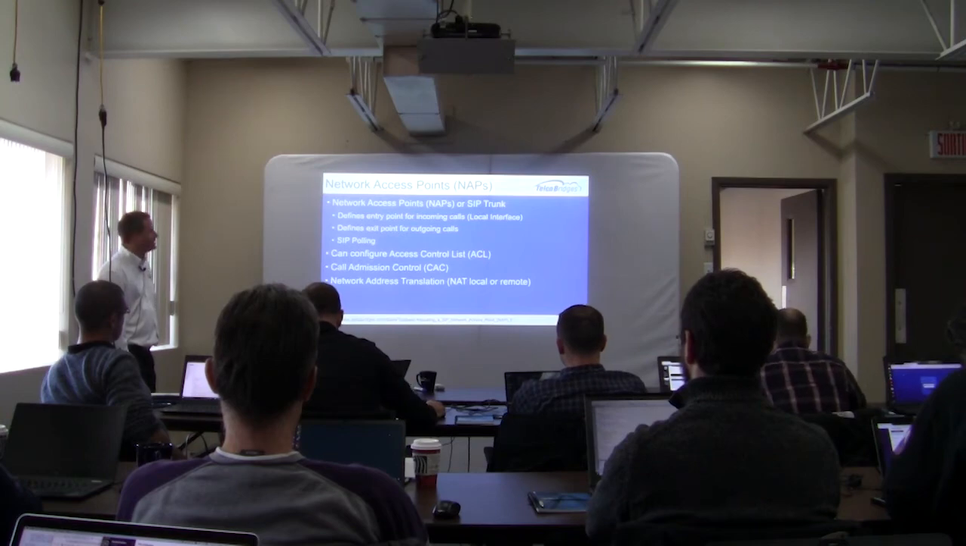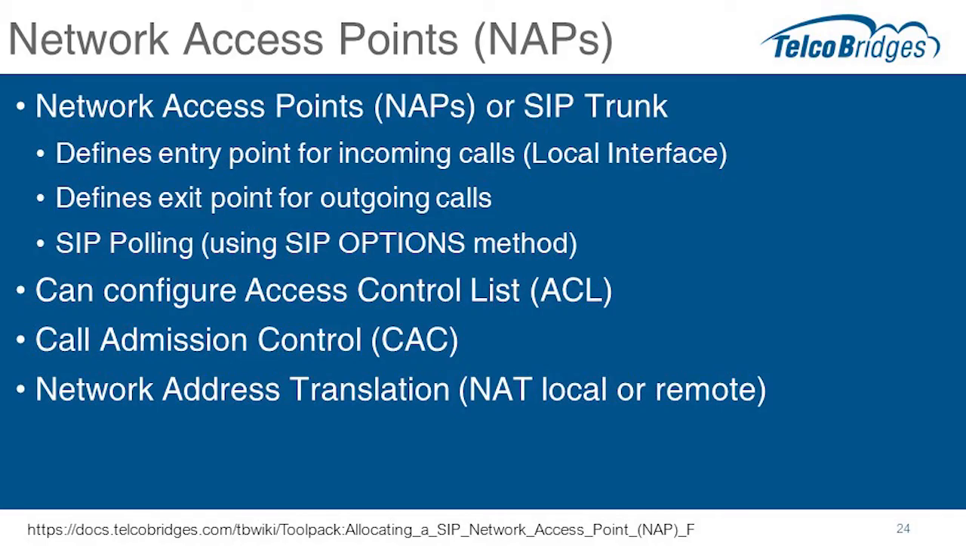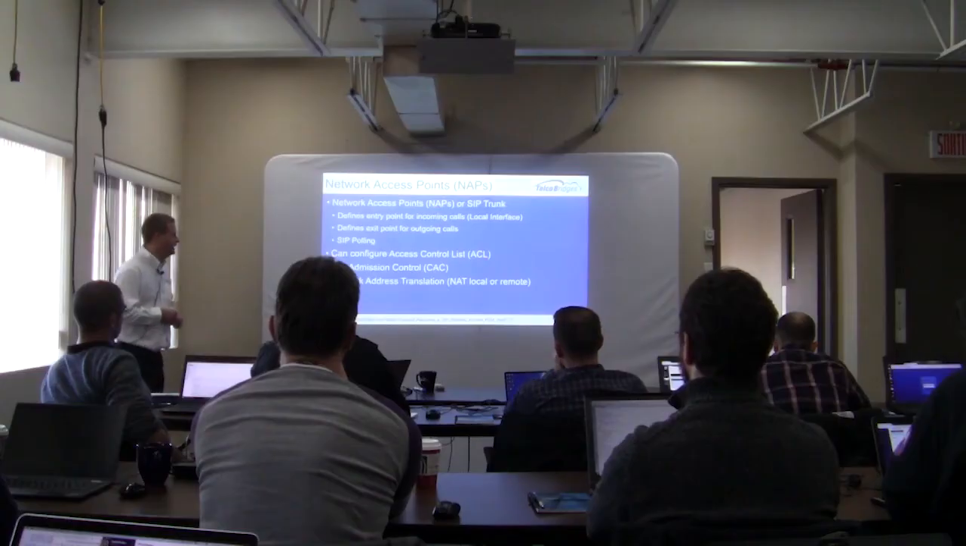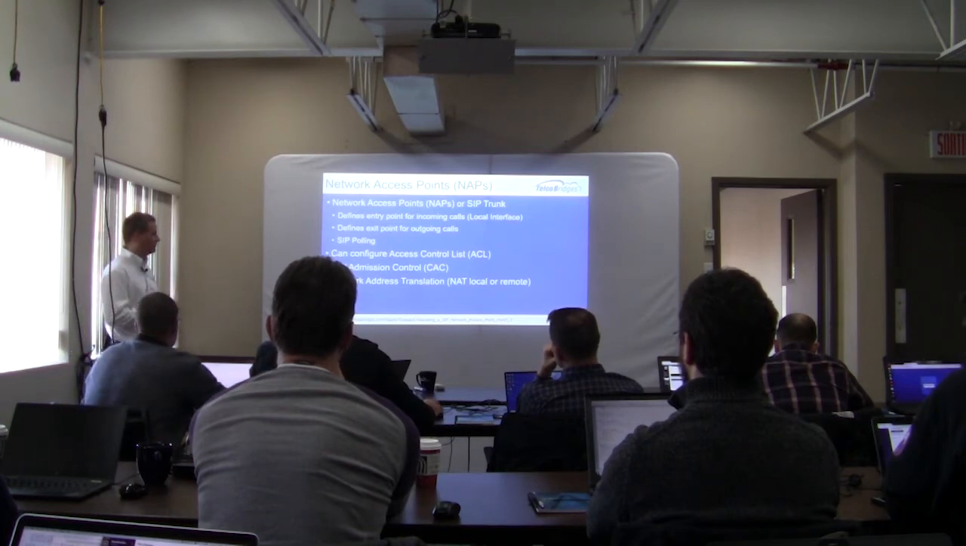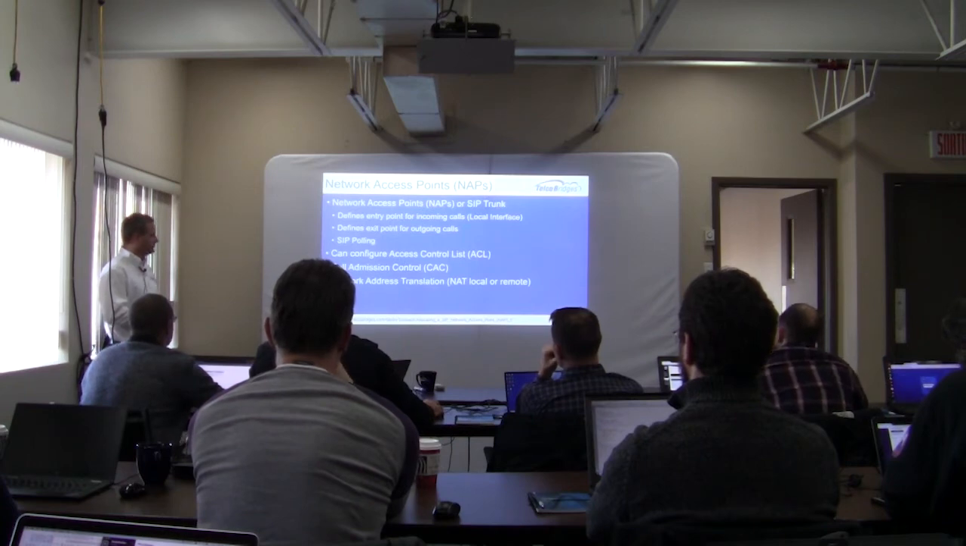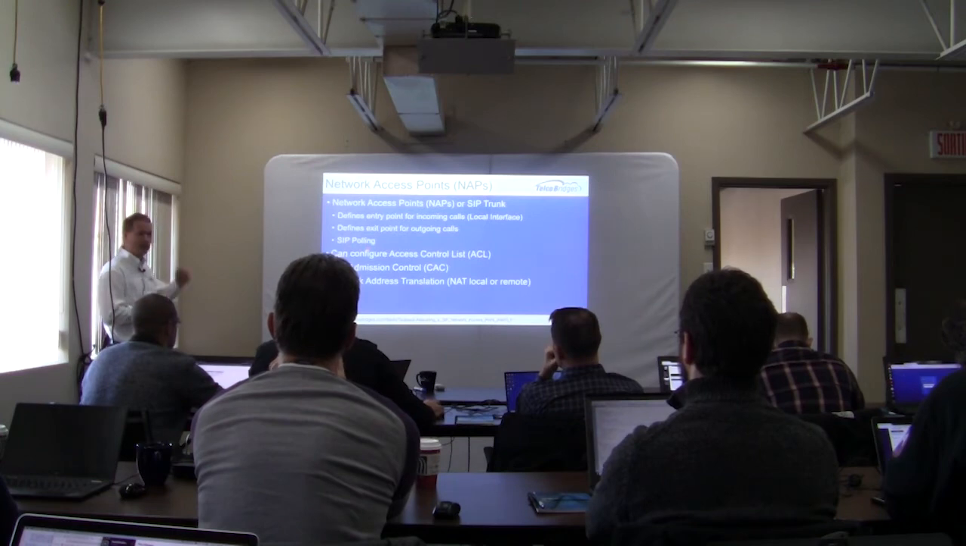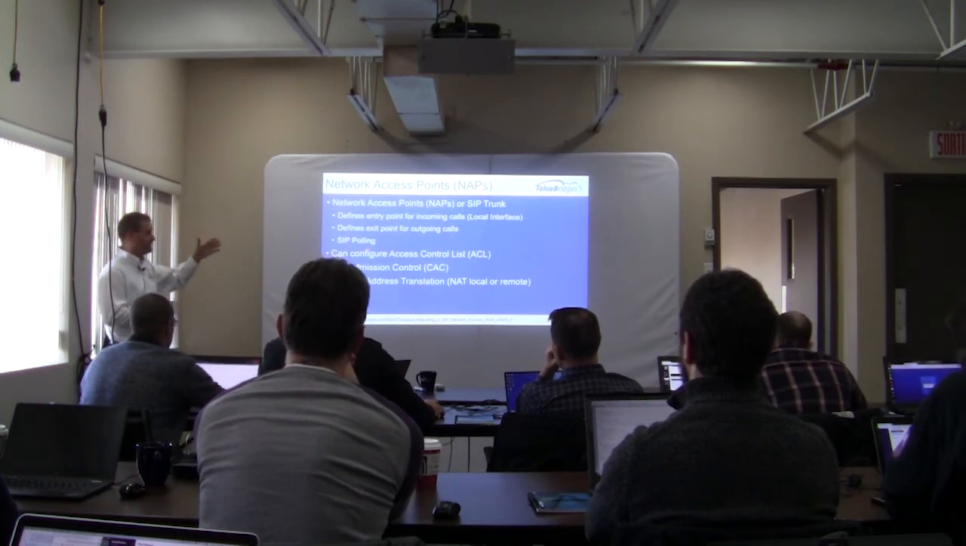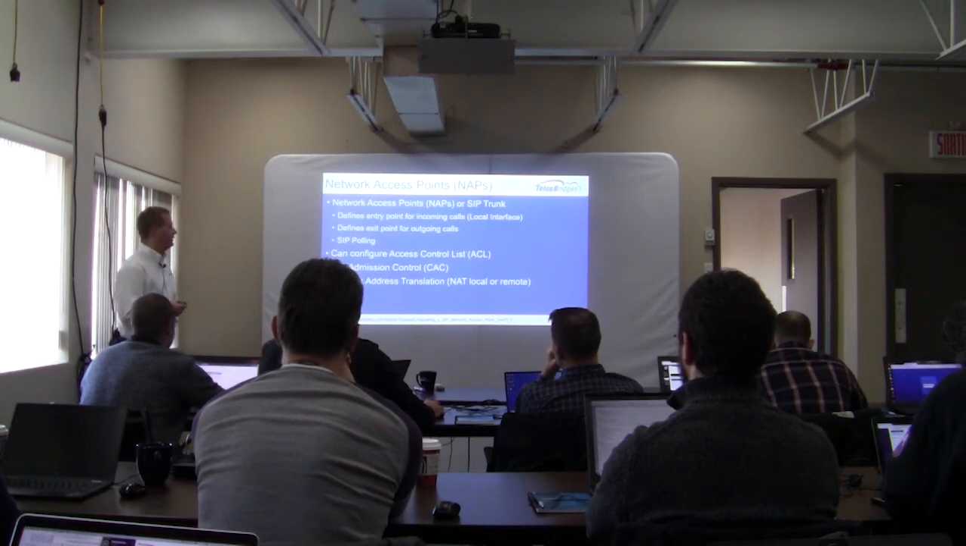Okay, so the network access points, and if you're in just pure SIP world, it could be just a SIP trunk. Defines the entry points, or your local interface, and the exit points, where you will send the information. So it has both information inside the network access point. You can choose if you want to do SIP polling in there, so it's going to send SIP option messages to the remote device just to verify if it's still active.